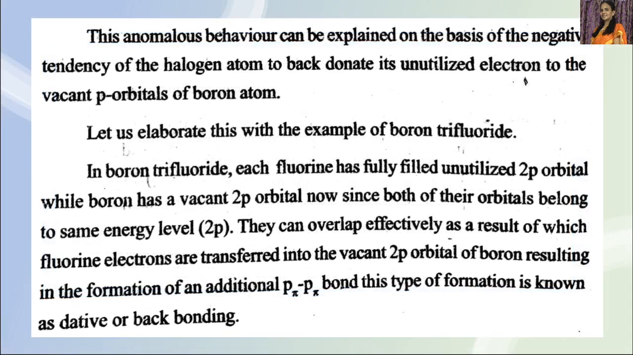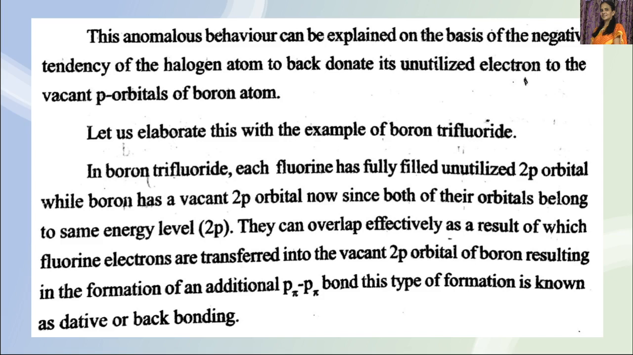Now, this anomalous behavior we can explain on the basis of the negative tendency of halogen atom to back donate its unutilized electrons to the vacant p orbitals of boron atom. So, this we can explain with the help of an example, that is boron trifluoride. So why this anomalous behavior, the order is reversed, why it is so, that we can explain based on the back donation or back bonding of these halogen atoms with the boron atom.